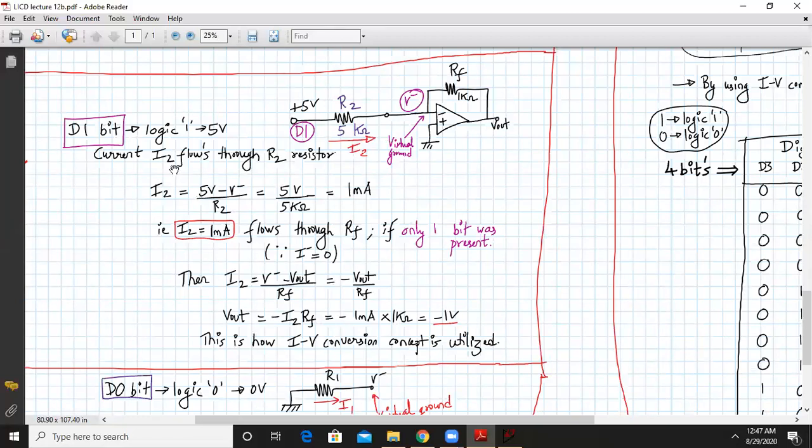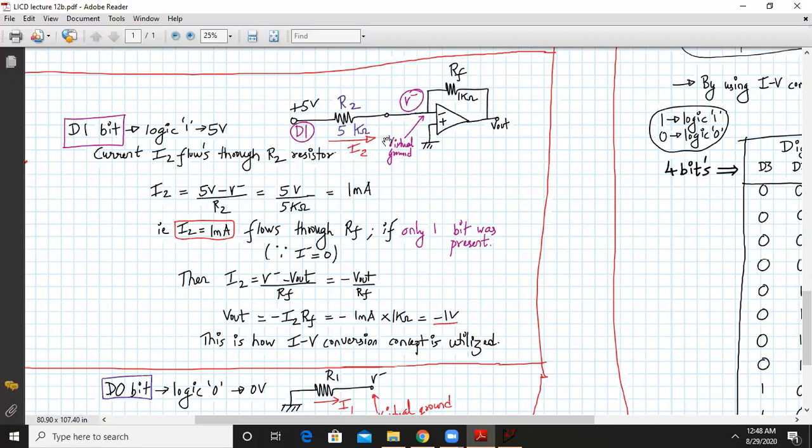similarly the D1 bit is connected to plus 5. So the current I2 flows through the resistor R2, and it is given by 5 minus V minus upon R2. So that will be 5 volts divided by 5 kilo ohm. That will give you I2 as 1 milliampere. So this 1 milliampere flows through the resistor RF if only this bit is present.